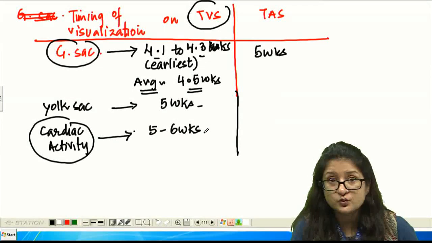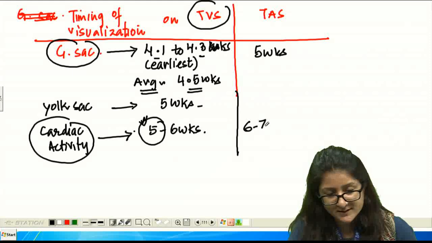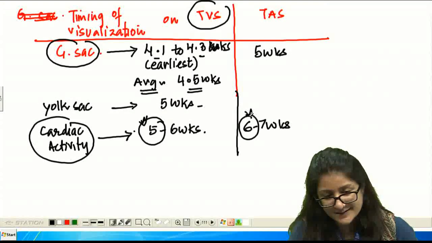If they ask you to choose one, 5. Transabdominal, 6 to 7 weeks. If they ask you to choose one, 6 is the answer.